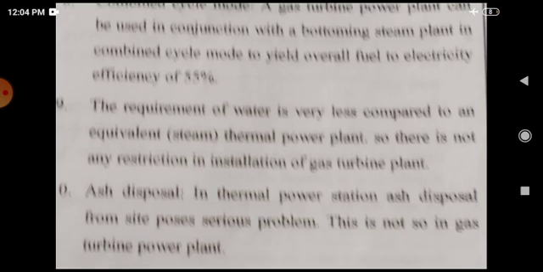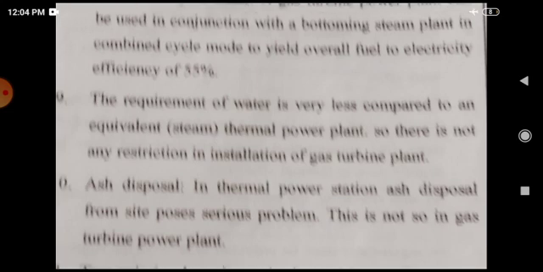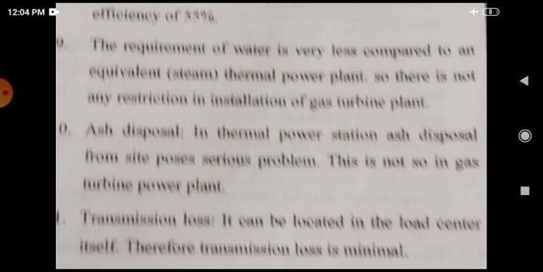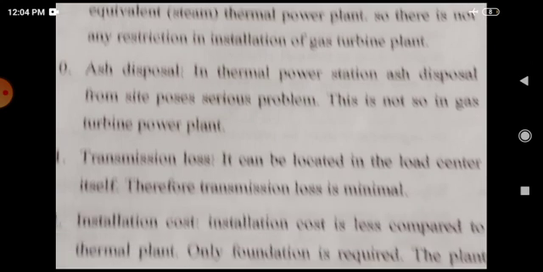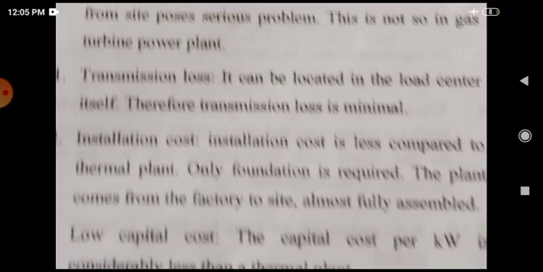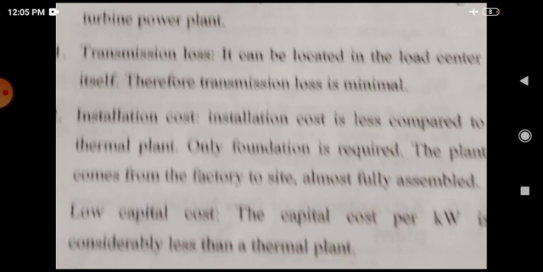The requirement of water is very less as compared to an equivalent thermal power plant, so there is no restriction in installation of a gas turbine power plant. Ash disposal from a thermal power plant station poses a serious problem. This is not so in a gas turbine power plant. Transmission losses: it can be located in the load center itself, therefore transmission loss is minimal.